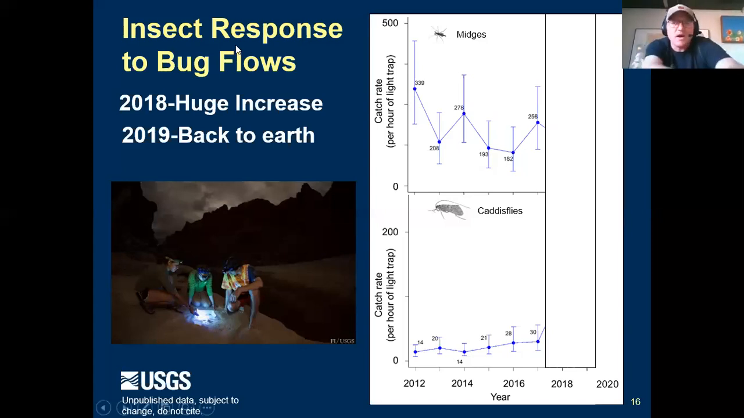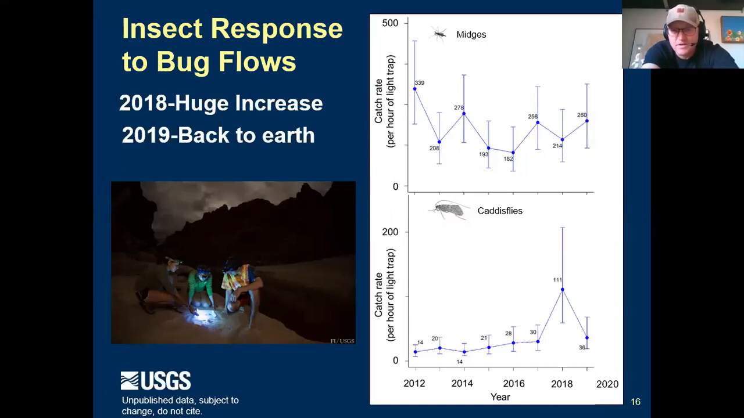Cool. So, insect response to bug flow. This flow experiment's happened for 2 years now. And we had a 6-year baseline of pre-bug flow light trap catches. Midges were generally the dominant species that we were catching in these light traps. And then here's these caddisflies. This is one of these EPT species that we were really hoping would benefit from this flow experiment. So, first year of bug flows, what did we see? We saw a 400% increase in these caddisflies.